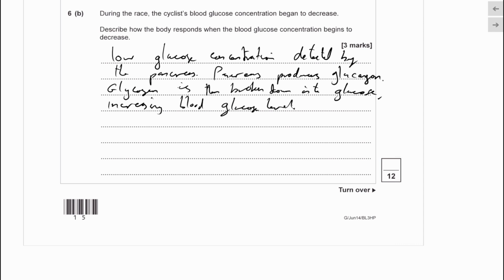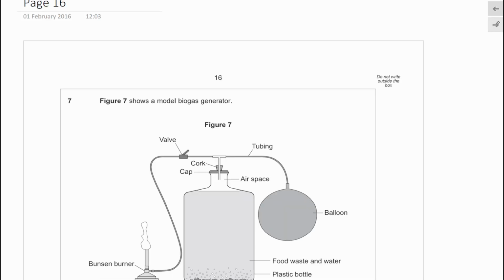Alright, and that's more than enough for 3 marks, because you have to mention that the low blood glucose is detected by the pancreas. Pancreas then produces glucagon. Glucagon then causes glycogen to be converted into glucose, right? And that will increase your level of blood glucose. Alright, so let's have a look at question 7.